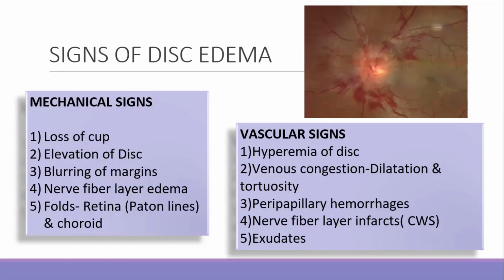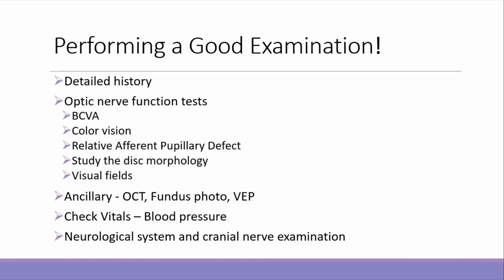So this disc edema can be seen in a number of causes, right? So I cannot stress enough on a detailed history taking. Your history will point you towards the diagnosis. Spend time, discuss in detail with the patient about the onset of symptoms. If the disc edema is asymmetric or unilateral, the optic nerve function test will be useful. For any optic nerve pathology, make sure you are seeing the best corrected visual acuity, color vision, relative afferent pupillary defect. Then we study the disc morphology and visual fields.